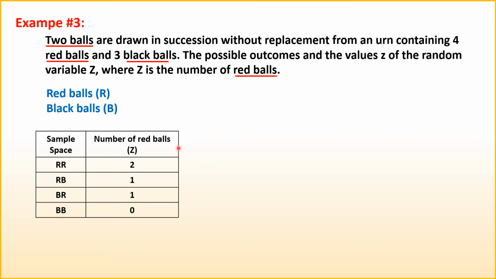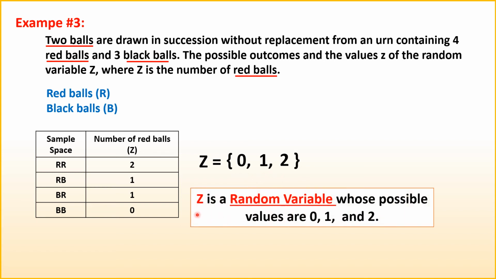Since interesado lang tayo sa number of red balls, so Z, yung first row, we have here 2 red balls. Next, only 1. Next, only 1. And then, the last one, 0. So, wala tayo ditong red ball. If you're going to represent that in random variable, Z is equal to 0, 1. So, yung 1 natin, we're going to write that once. 2. So, ito na yung sample space. Therefore, ang Z is a random variable whose possible values are 0, 1, and 2.